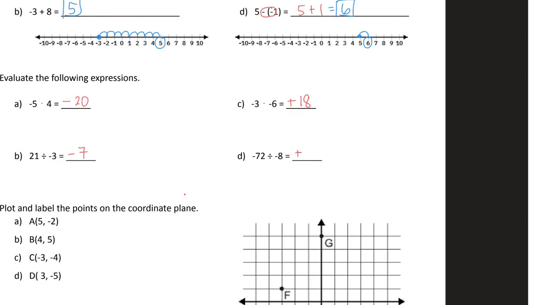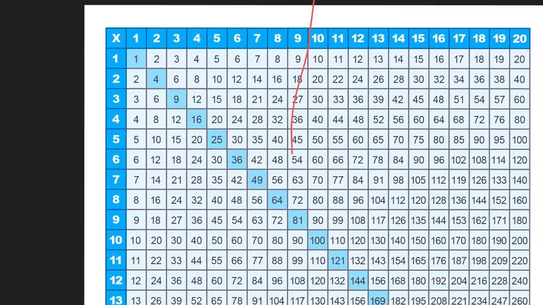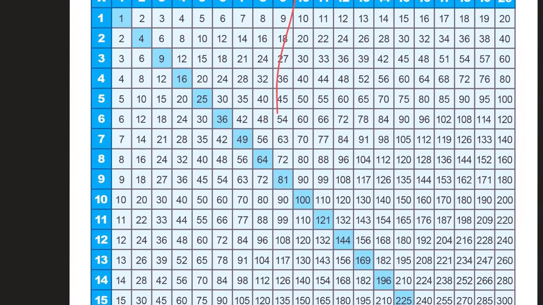All right, and then the last one is a division problem. So we have -72 divided by -8. I already know my answer is going to be positive because it's a negative and a negative. So I'm going to look at my multiplication chart. I'm dividing by 8. So I'm going to look at my row of 8. I'm going to look for 72. Here we have 72. I look up. So my answer is going to be 9.